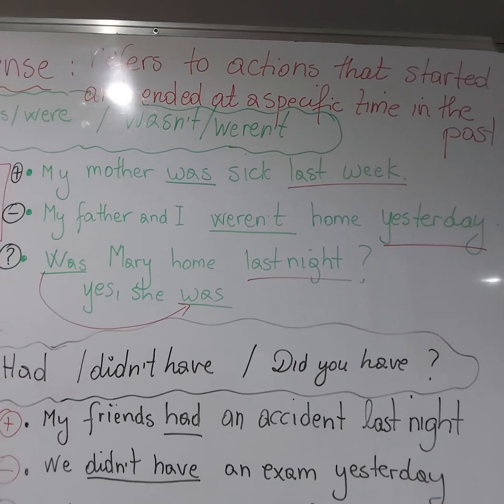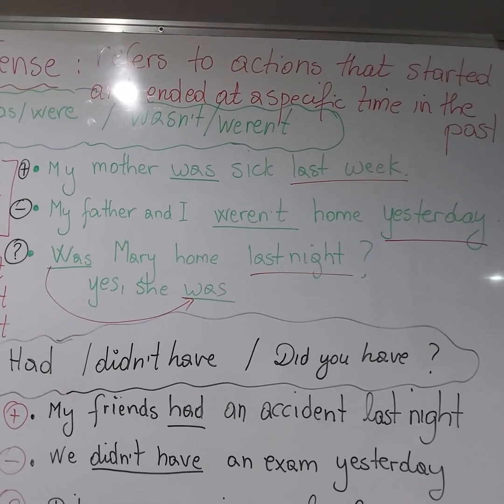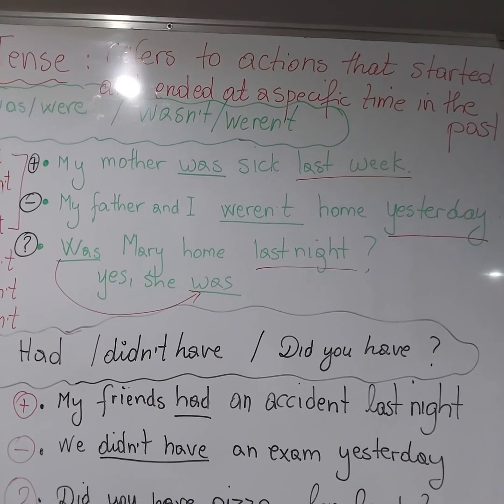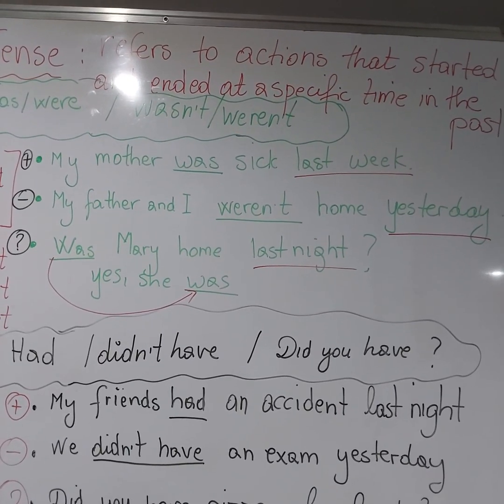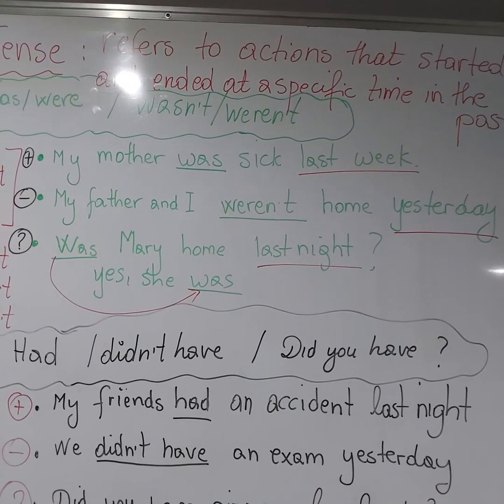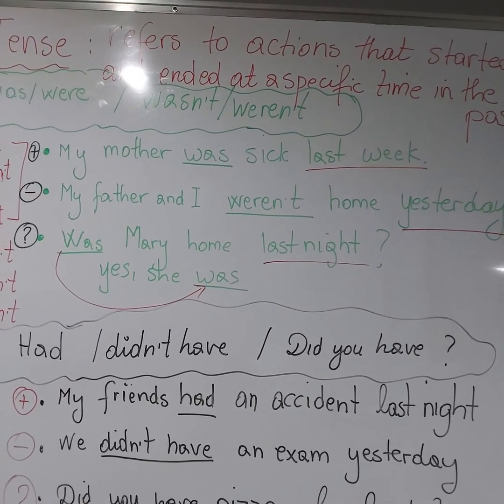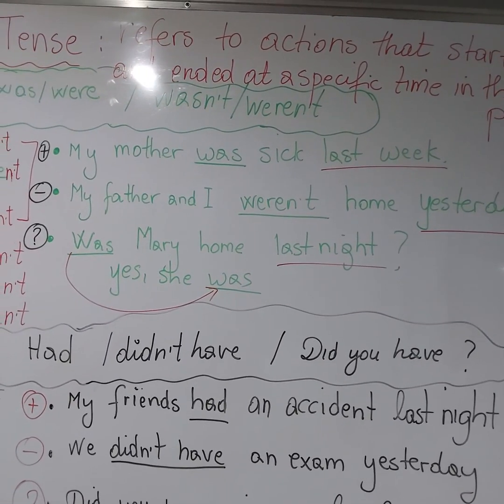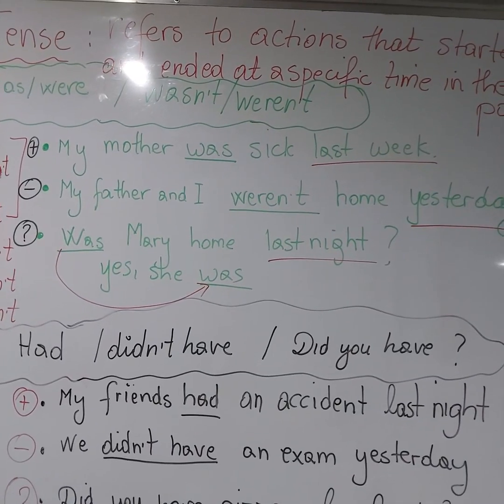The negative sentence. My father and I weren't home yesterday, but it refers to yesterday, the day we are home. Have a look at the subject. My father and I, we. So be careful when you conjugate the verb be, careful with the subject.